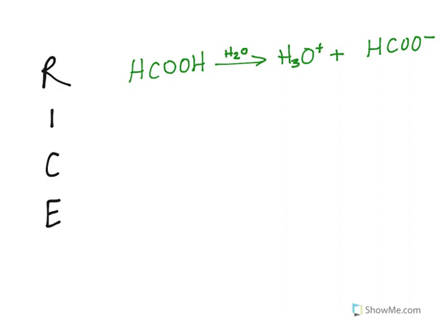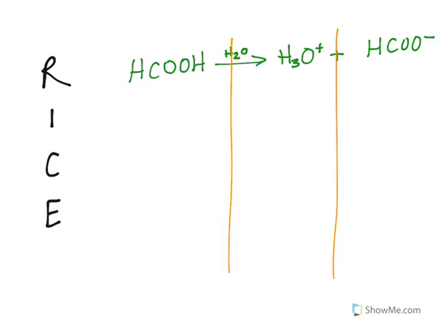Enter the RICE table. So R stands for reaction. So I went ahead and wrote the reaction. I did not put water as a reactant because it doesn't come out in the equilibrium expression anyway. So I stands for initial. So when we talk about initial, we're talking about the initial concentration. So what is the initial concentration of formic acid? Well, here you got it from the prompt.